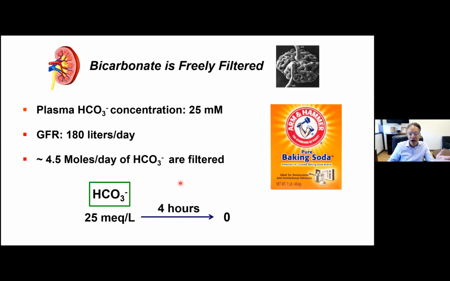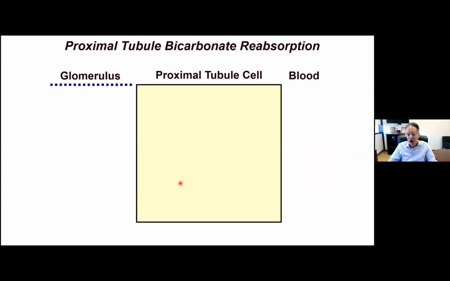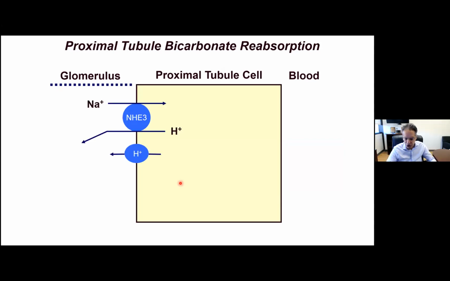And it would take about 4 hours if we didn't reclaim this bicarbonate before our blood bicarbonate would go from 25 to 0, which is obviously not compatible with life. So what evolved in all mammals is what we call transport machinery that allows the bicarbonate to go from the luminal side, the glomerular or urine side, to the blood side. And the first thing to understand is there's no direct reclamation of bicarbonate of great physiologic importance.